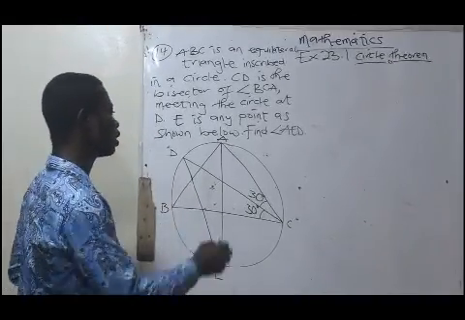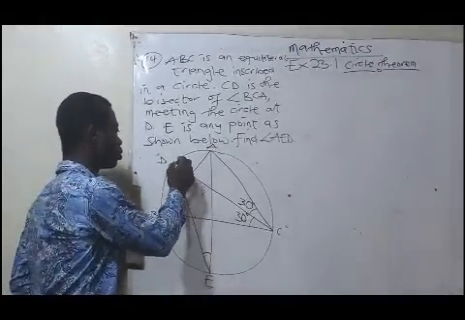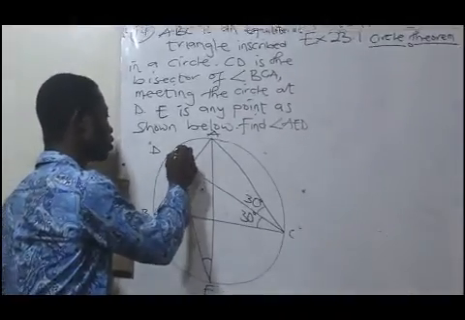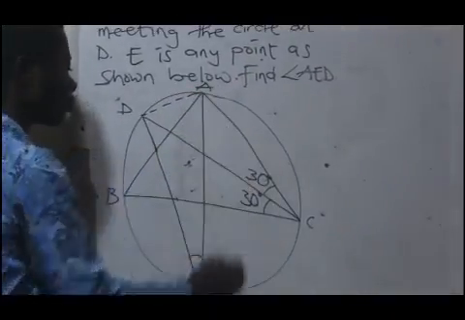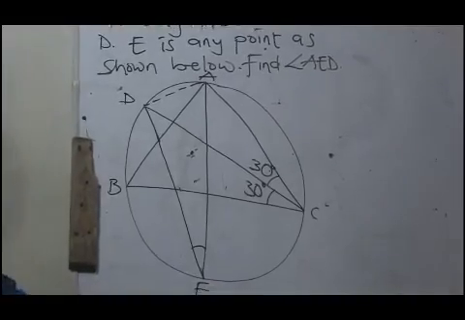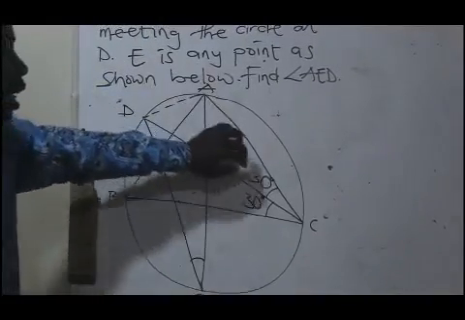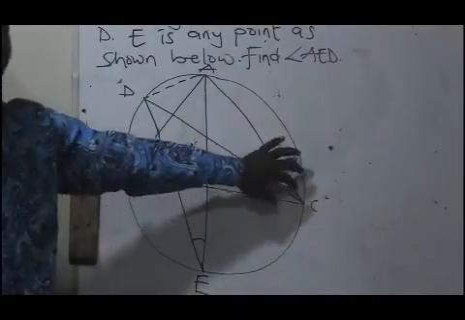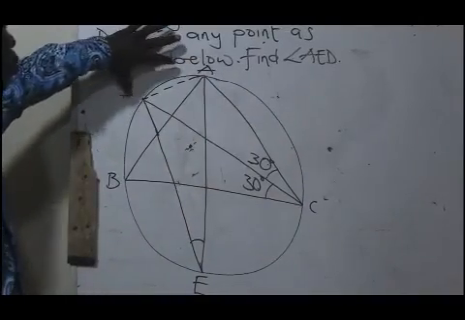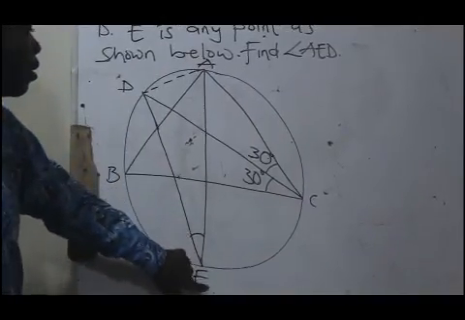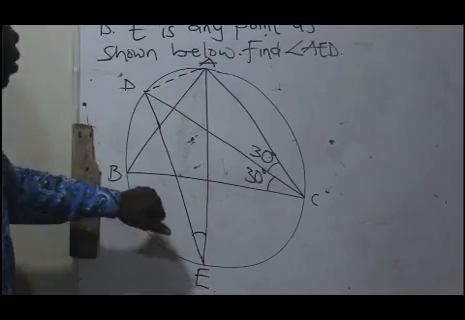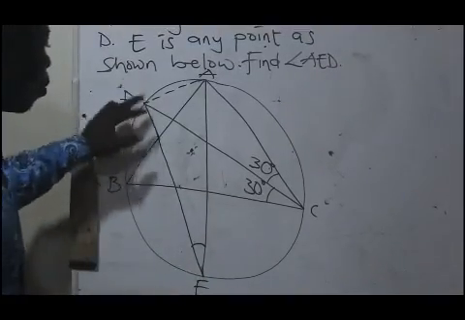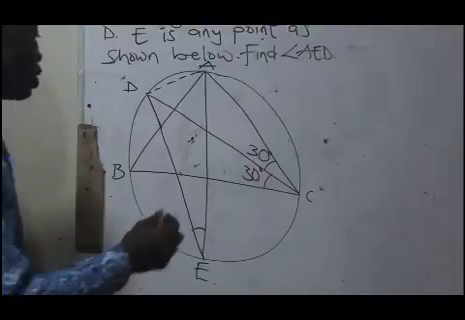Now let's assume there is an imaginary chord joining D to A. We have chord DA subtending an angle at C, which is 30 degrees. Since the same chord is also subtending an angle at E, we can also say that angle AED or DEA will also be what? 30 degrees.